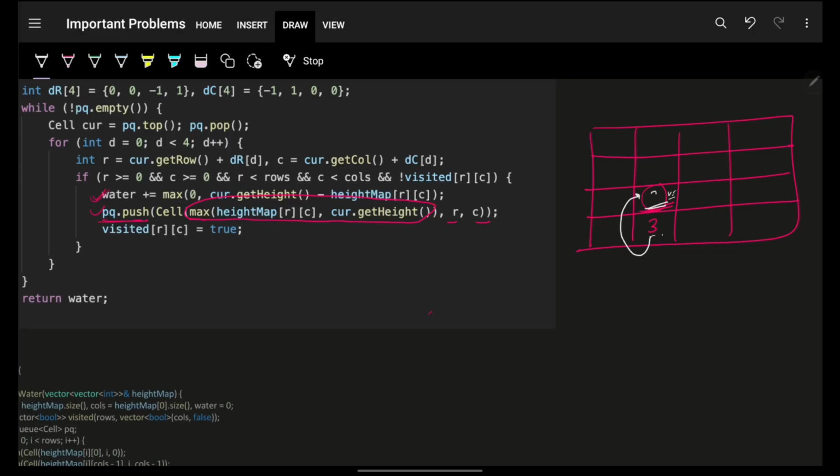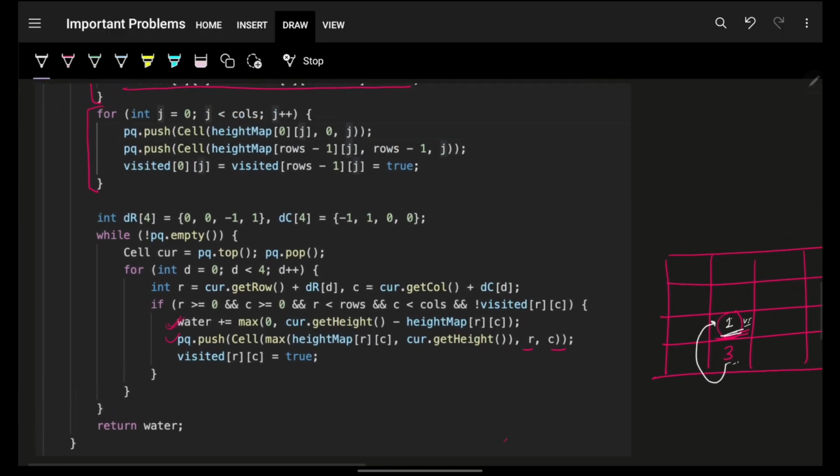What if this would have been 3? Okay, still the maximum would have been 3. What if this would have been 5? Okay, still it would have been 5. So this will simply say that a higher value has backed you up. So make sure that you incorporate that in your priority queue. And make sure that you visit that cell because you don't want to visit things again and again.